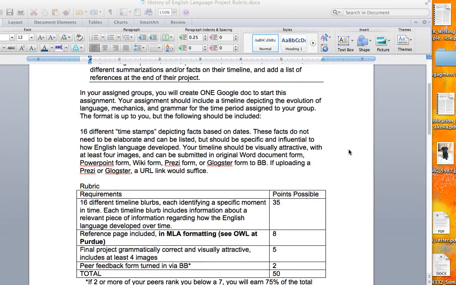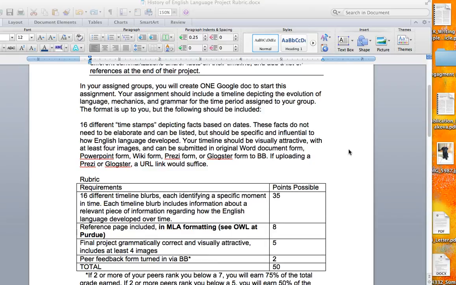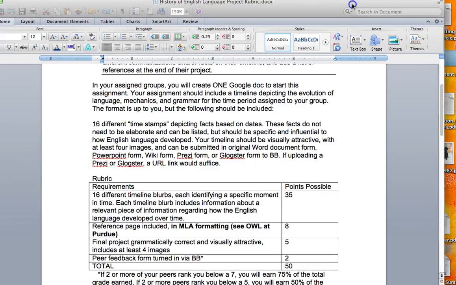What you'll do once you get your assigned group is you're going to have one director of the group, similar to kind of like a literature circle.